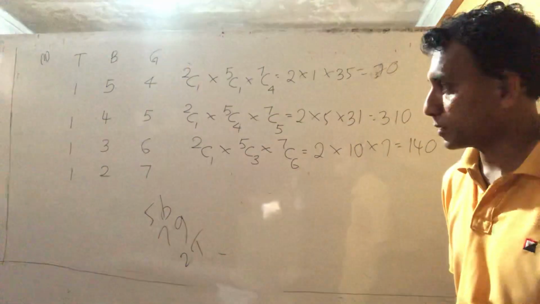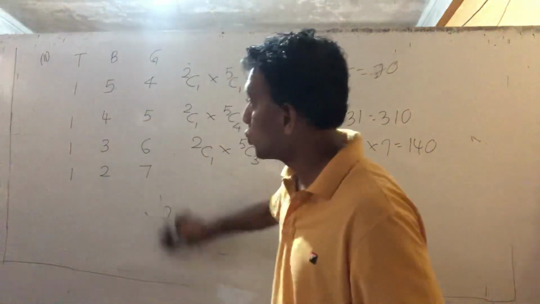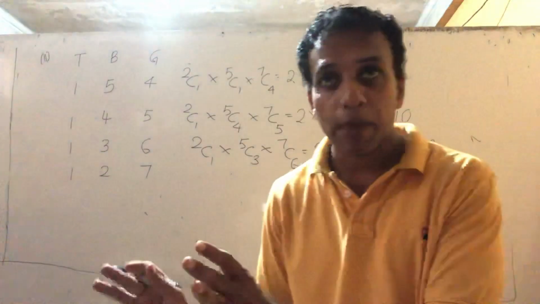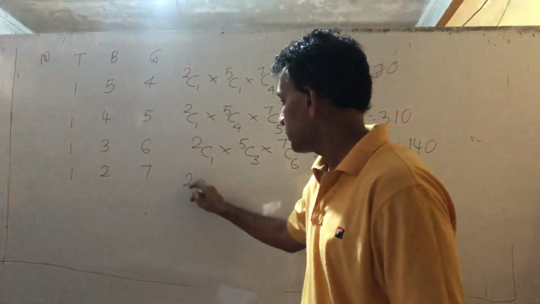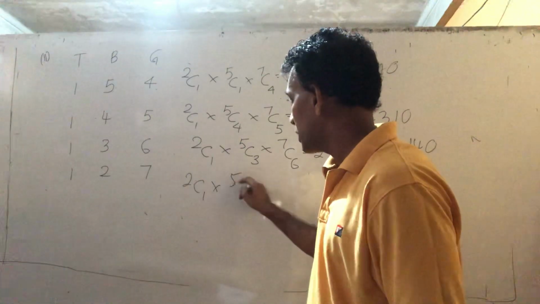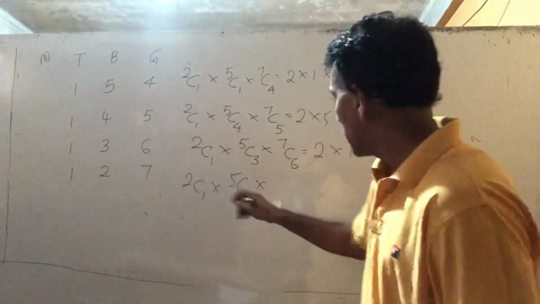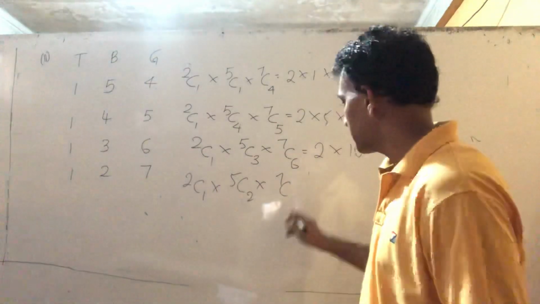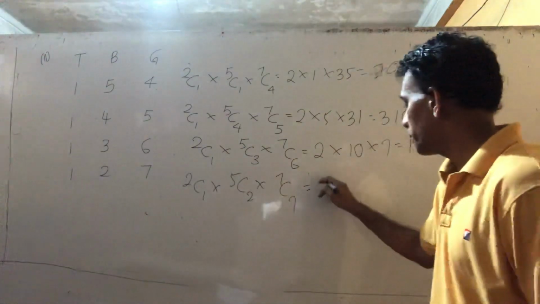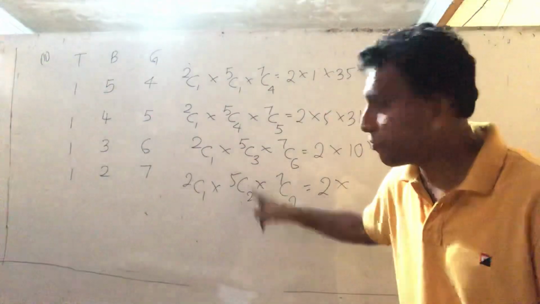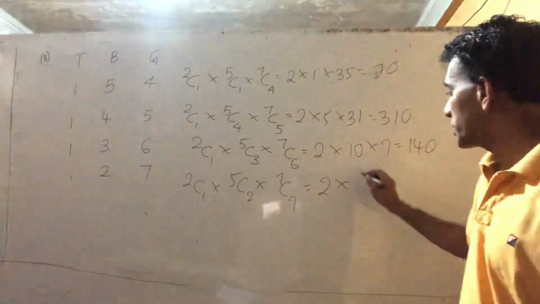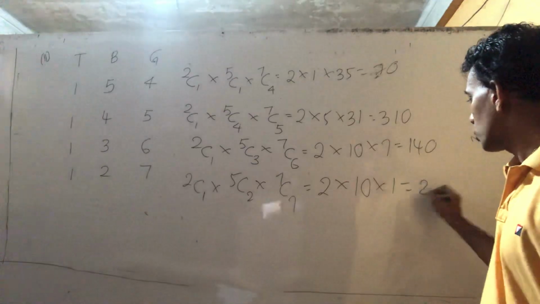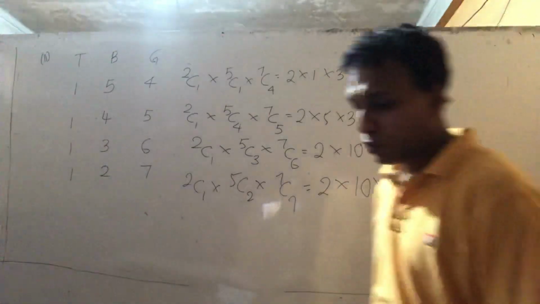Collection of that answer. Finally, 1 teacher, 2 boys, 7 girls, totally 10 members; except the teacher, 9 members are available. So what is that? 2C1 here, 5C2, and 7C7, all take 7. This is 2, 5C2 and 5C3 same value, right? So here 10, 7C7 is 1, 20.